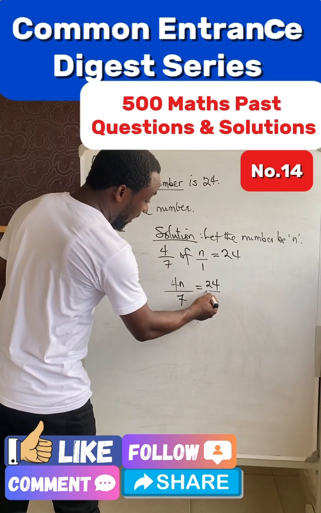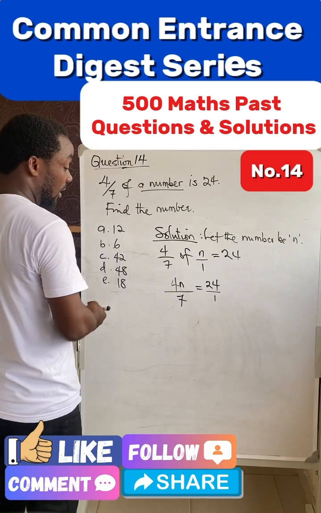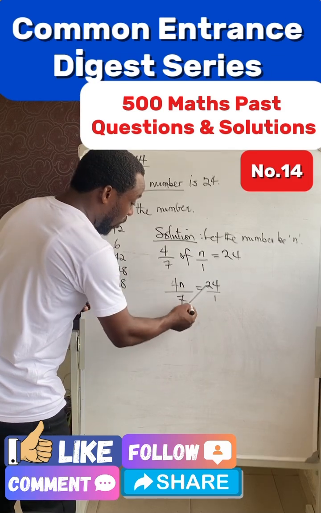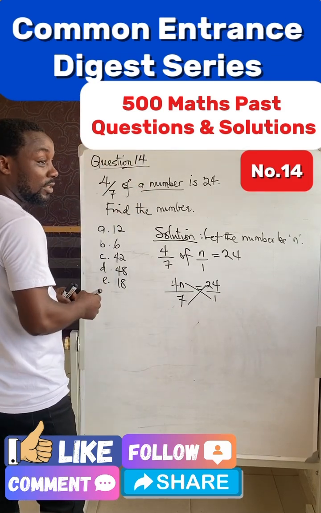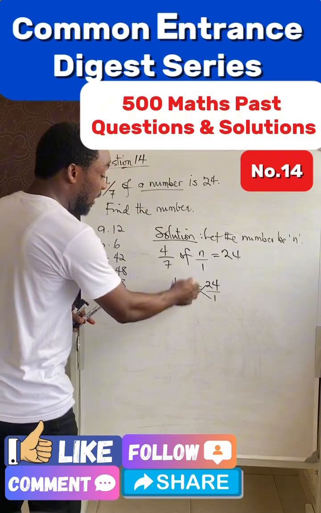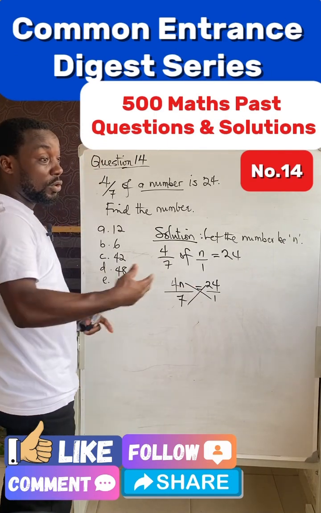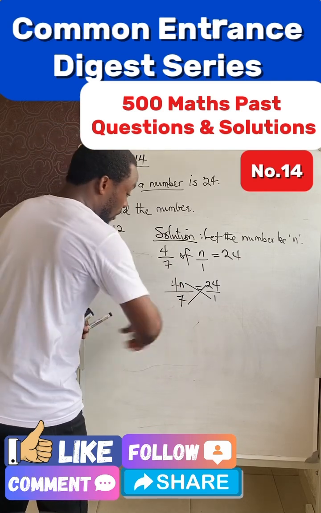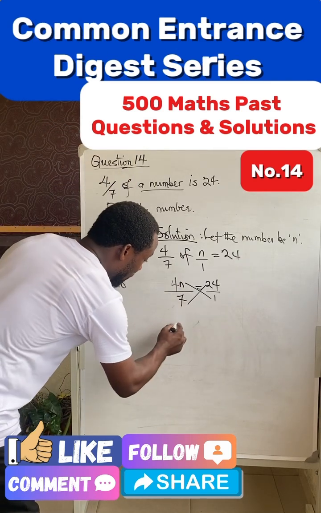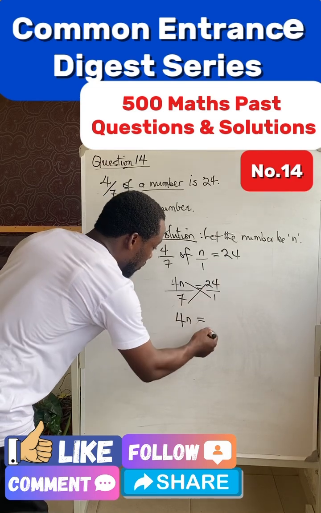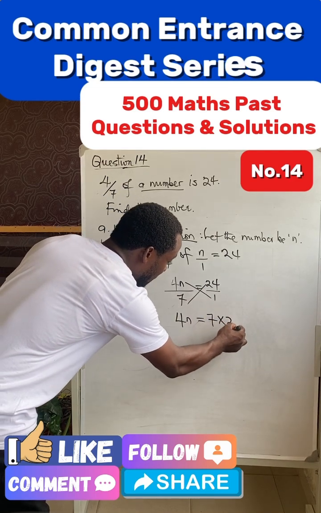At this point, I can choose to make this a fraction, and that is giving me 24 over 1. So what do we do here? We cross multiply. Whenever you see two fractions separated by an equality sign, the easiest way to handle that problem is to cross multiply. So 4N times 1 will give us 4N, equal to 7 times 24. I keep it this way.